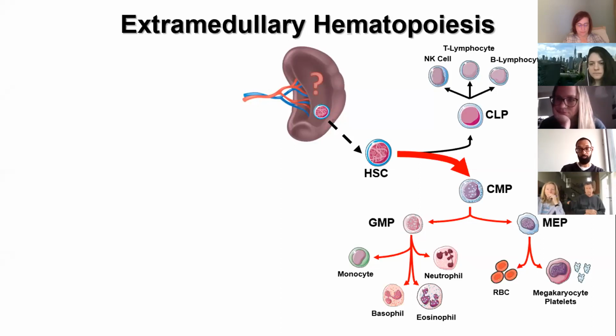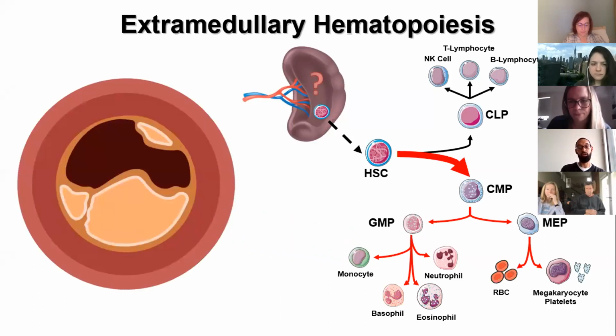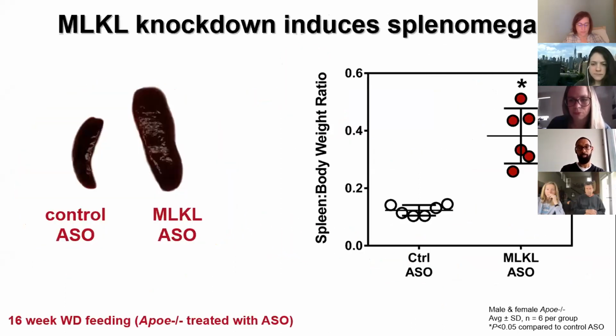Nevertheless, during atherosclerosis, splenic hematopoiesis provides an excess reservoir of monocytes, which then travel to the arterial wall to further promote lesion progression. And what we noticed in our MLKL knockdown model, again, this is what Katie described, so it's 16 weeks of Western diet feeding in the ApoE knockout mice that received the ASO, we found that MLKL ASO treated mice saw an almost threefold increase in their spleen weight.